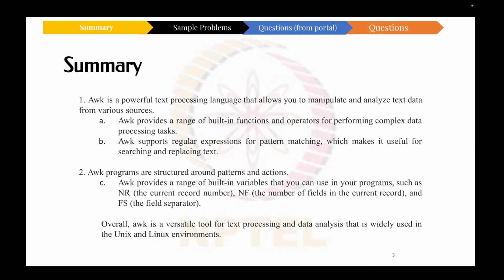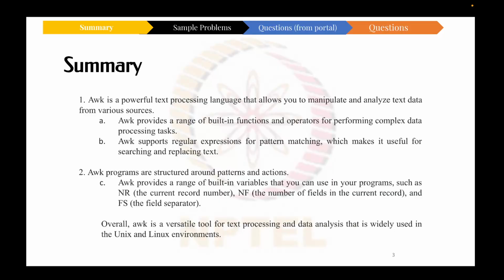A pattern specifies a condition that must be met for the action to be executed. An action in an awk program is a sequence of commands that are executed if the pattern is matched. Actions can include reading or writing data, performing calculations, and many more. This allows you to perform a complex data processing task based on specific criteria.